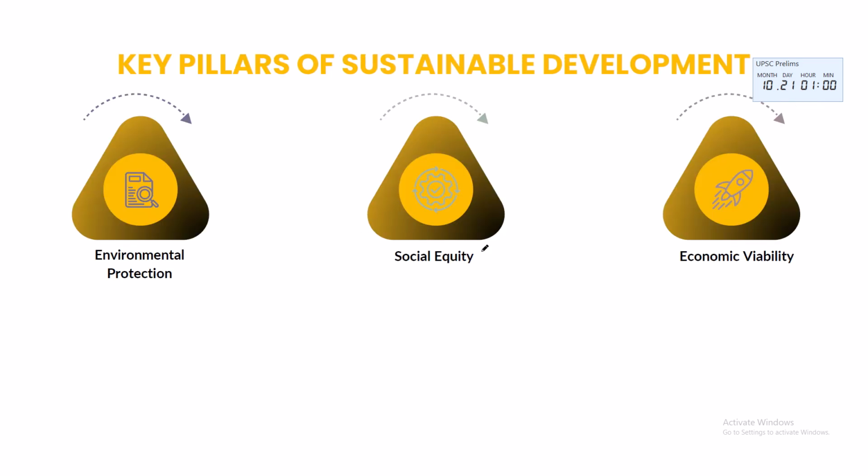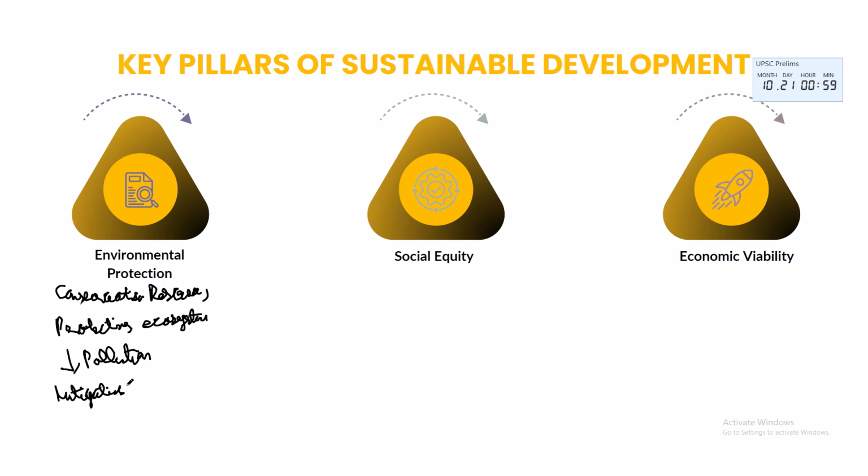So what are the key pillars of sustainable development? Environmental protection. So it has conservation of resources, protecting ecosystems, reducing pollution, and mitigating climate change.